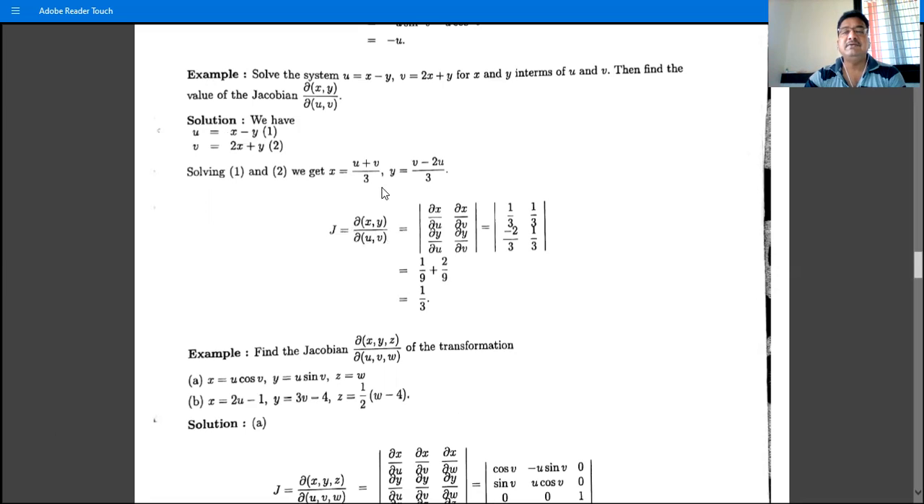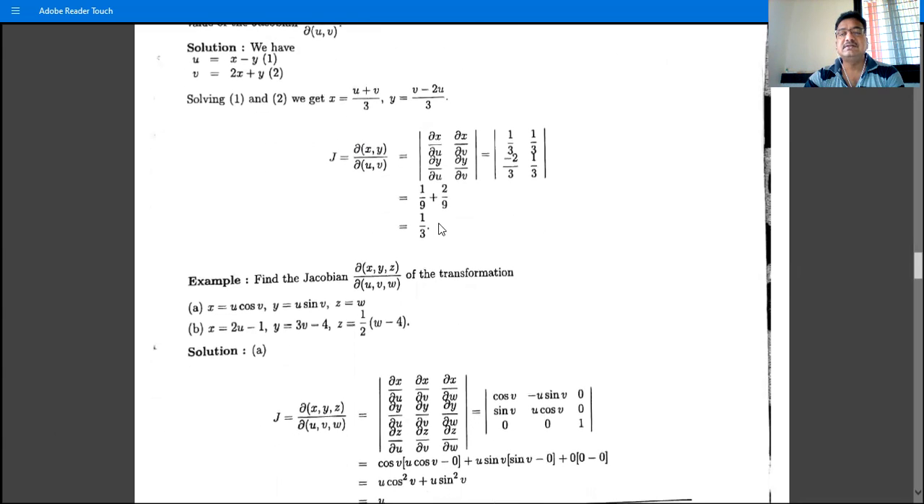And then the Jacobian ∂(x,y)/∂(u,v) is what? ∂x/∂u, ∂x/∂v, ∂y/∂u, ∂y/∂v. The derivative with respect to u is 1/3. The derivative with respect to v is 1/3. ∂y/∂u is minus 2/3, and the derivative with respect to v is 1/3. Then 1/3 into 1/3 is 1/9, minus minus becomes plus 2/9. That is 3/9, that is 1/3.